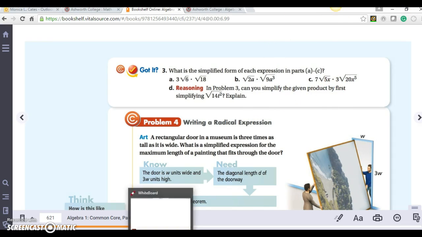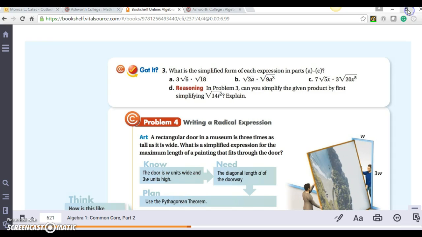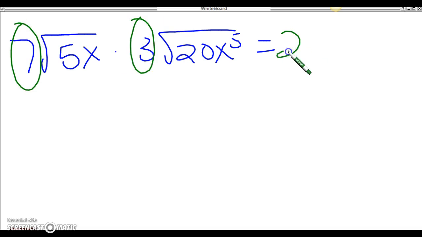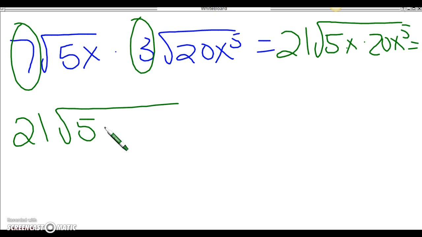Next is 7 square root 5x times 3 square root 20x to the 5th. Okay, so my coefficients are multiplied, and I get 21 times square root of 5x times 20x to the 5th. For my numbers, I'm not going to multiply those. I'm going to leave those. So I get 5 times 20 breaks down to 5 times 4. But my x's, it's going to be beneficial to multiply those, so I get x to the 6.